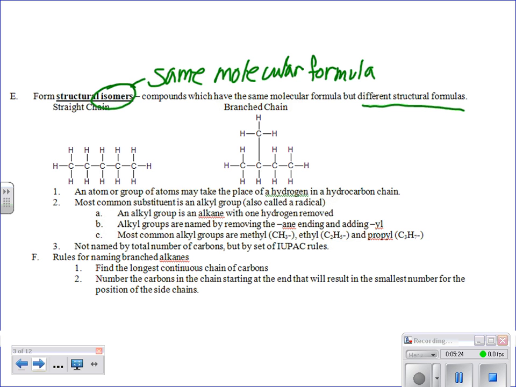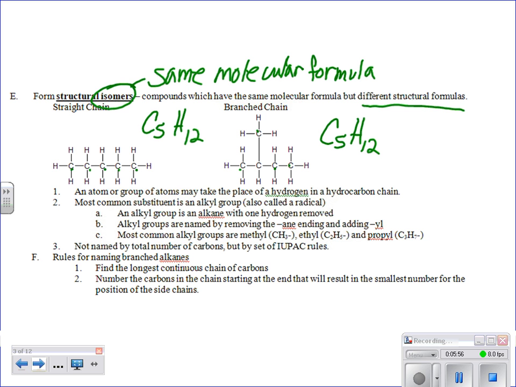So again, I could go through here and say carbon. There's 1, 2, 3, 4, 5 of them, so that's C5. And then in this case, I've got 12 hydrogens. So if I looked here, I would have exactly the same molecular formula, C5H12. Because they have different structural formulas, there's actually a different name for them, and that's what we're going to learn today: how to go about naming these guys.